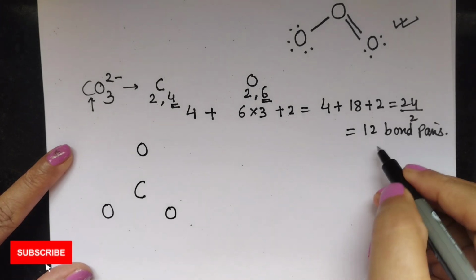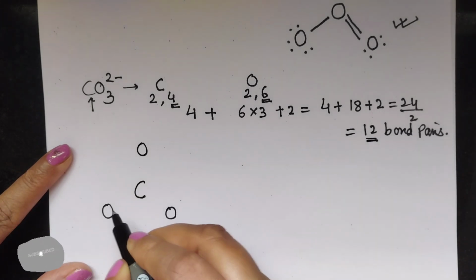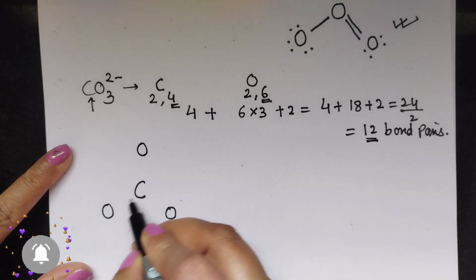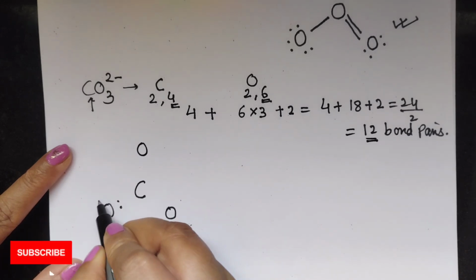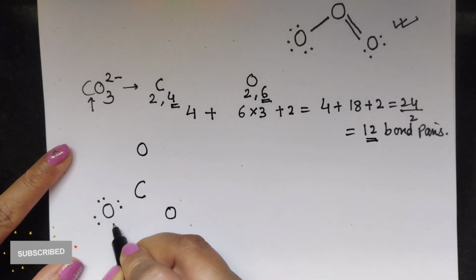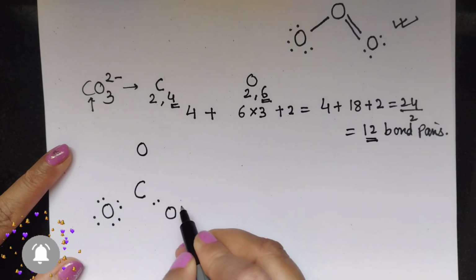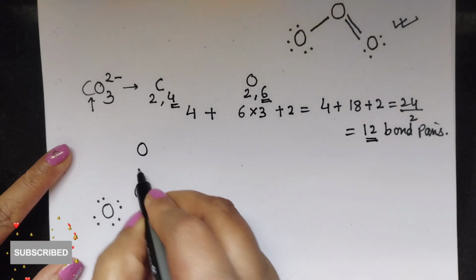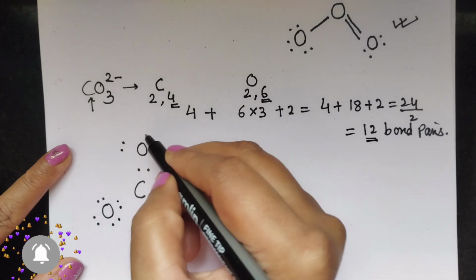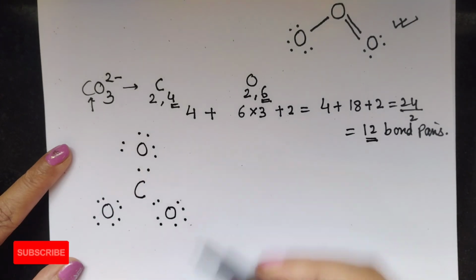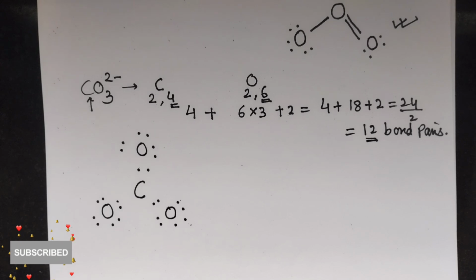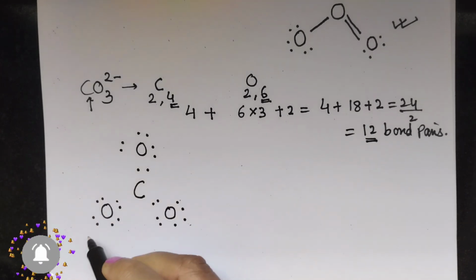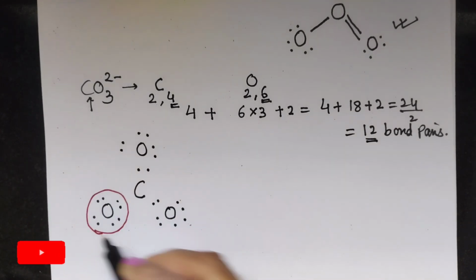Now let us arrange the 12 bond pairs. As I told you, one should face towards the central atom. So 1, 2, 3, 4, 5, 6, 7, 8, 9, 10, 11 and 12. This is how I will arrange. Now let us check. If I check this, it is having 8 electrons.